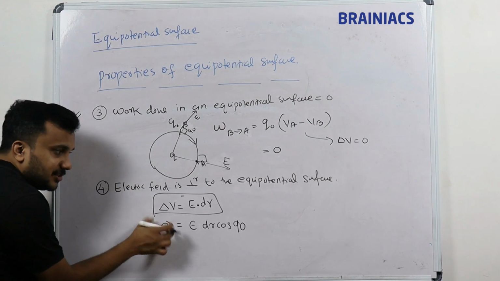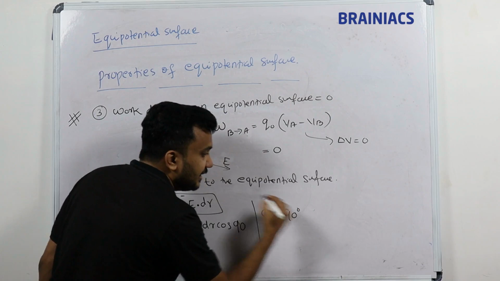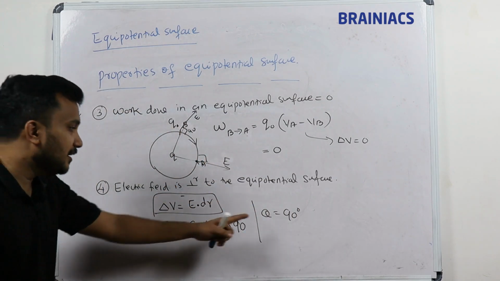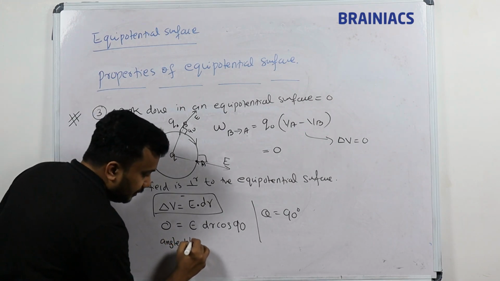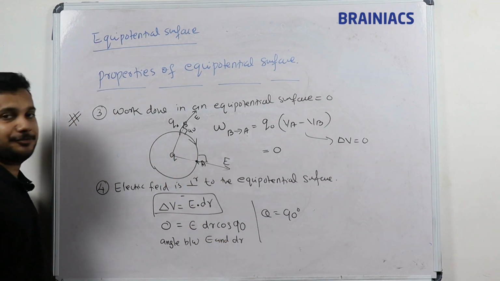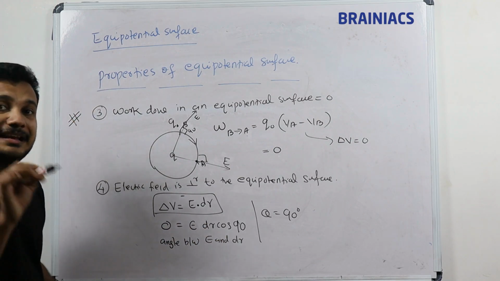So for this to become 0, what should be the condition? Theta will be equal to 90 degrees. Only if theta is 90, this factor will go to 0. Theta 90 means what? The angle between E and dr. Dr means the surface. For the surface, the angle between E and dr is equal to 90 degrees.